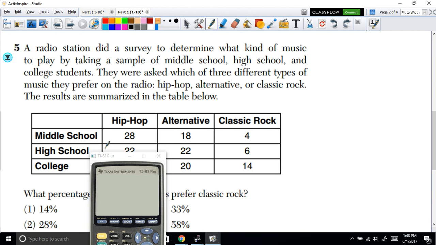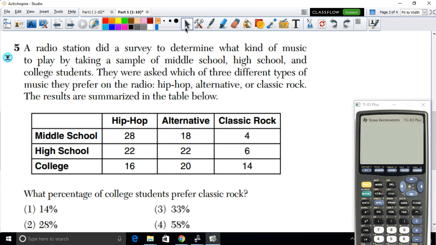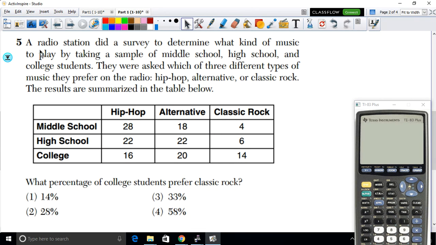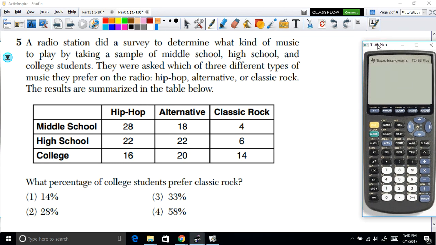Now, let's look at example 5. All right, perfect. It's a word problem. Let's just read it here. It says a radio station did a survey to determine what kind of music to play by taking a sample of middle school, high school, and college students. So we're talking about 3 groups here. It says they were asked which of the 3 different types of music they prefer on the radio: either hip hop, alternative, or classic rock. And this result is summarized in this two-way frequency table here.